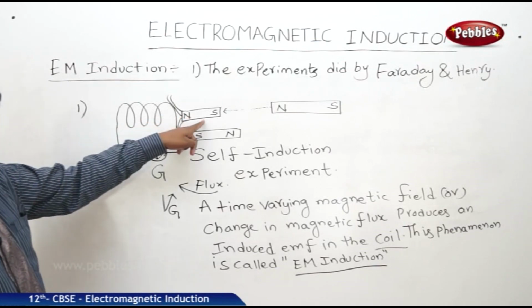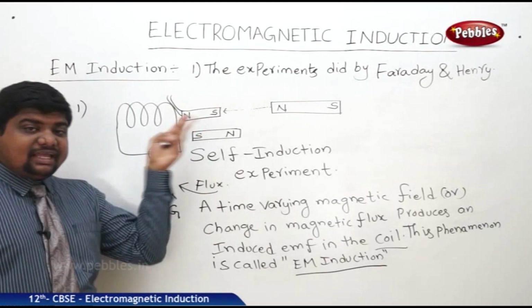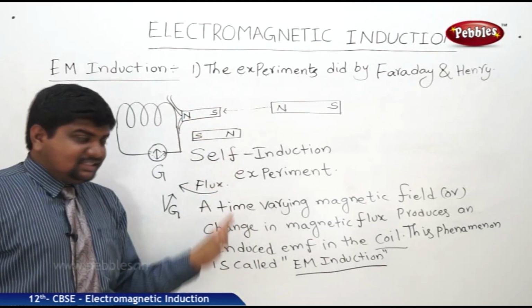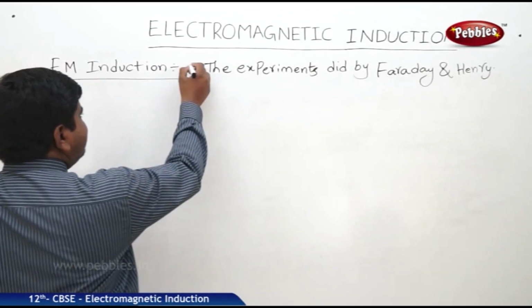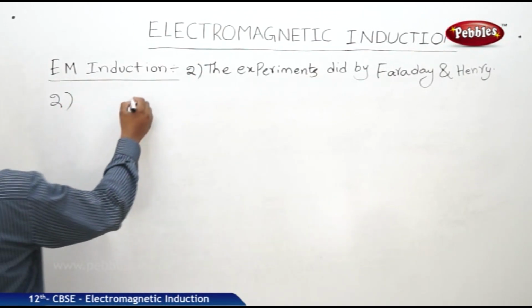They did the experiment with one magnet and one coil. Now they replaced the magnet with another coil. How does that experiment go, and what is the result? We will see now. Now the second experiment done by Faraday and Henry, and the experimental setup is like this.